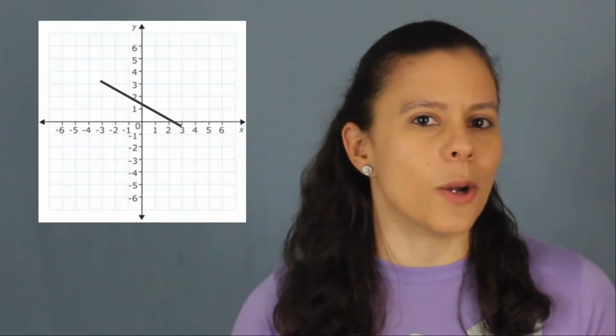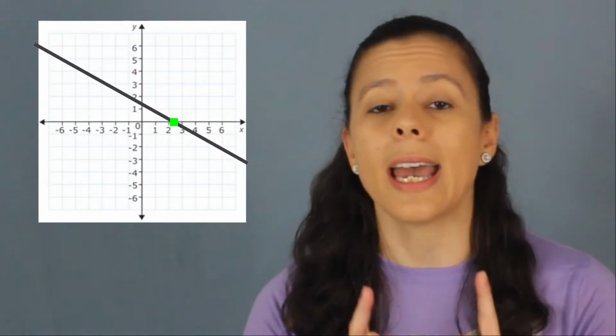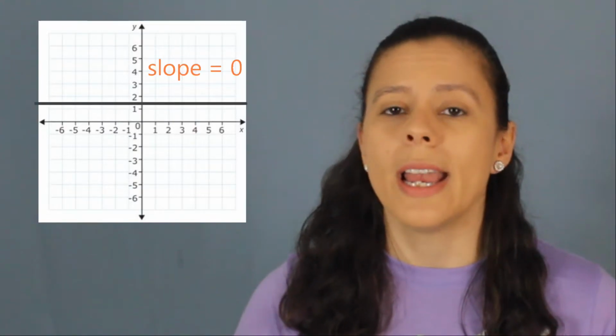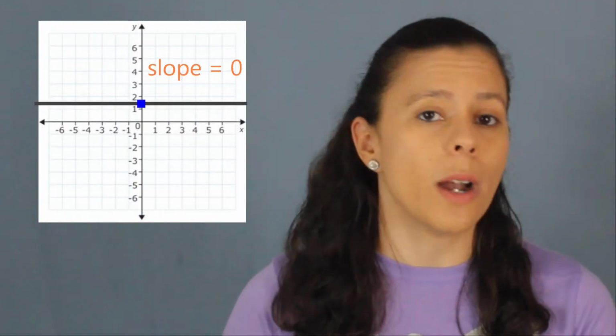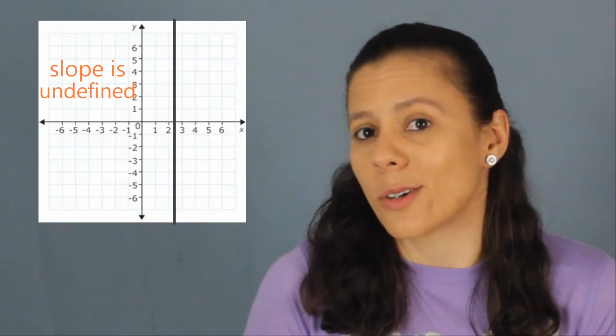Another quick side note is that all linear equations will have both an x-intercept and a y-intercept unless the slope is equal to 0, in which case the line will only have a y-intercept, or if the slope is undefined, in which case there will only be an x-intercept. But we'll talk about those later in more detail. All right, let's check out the 3 methods.